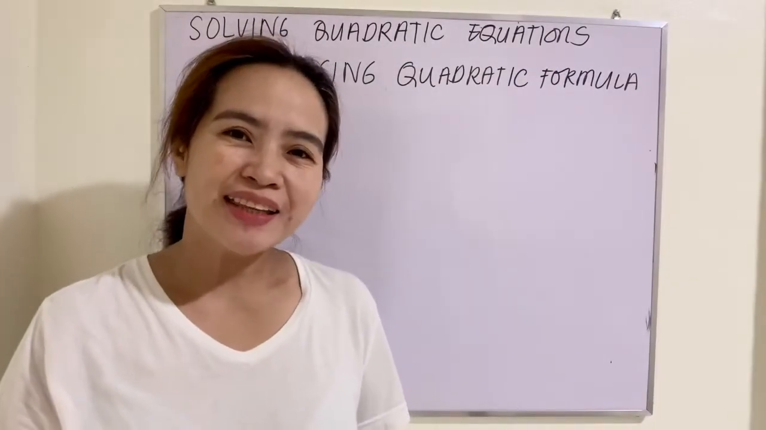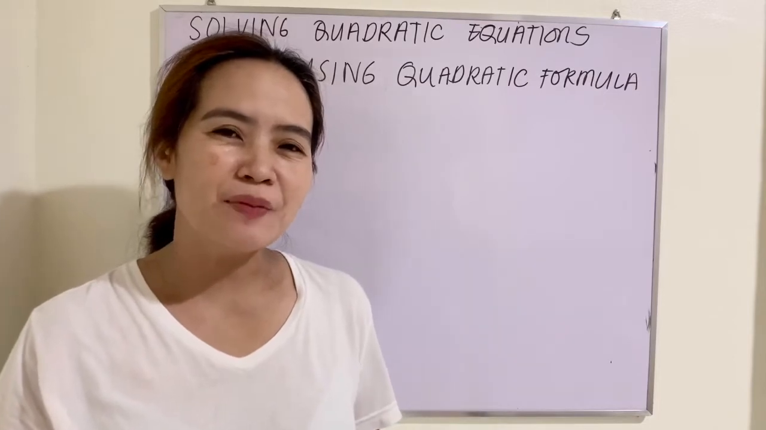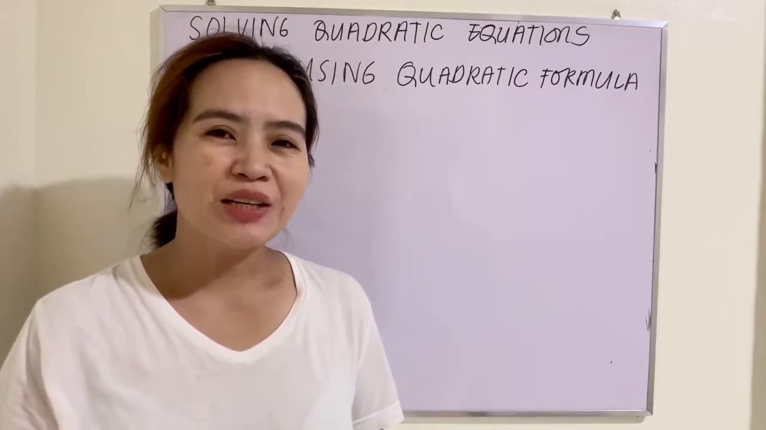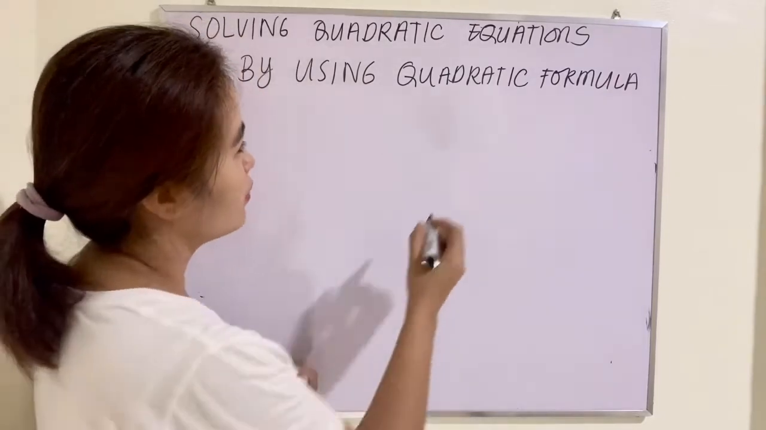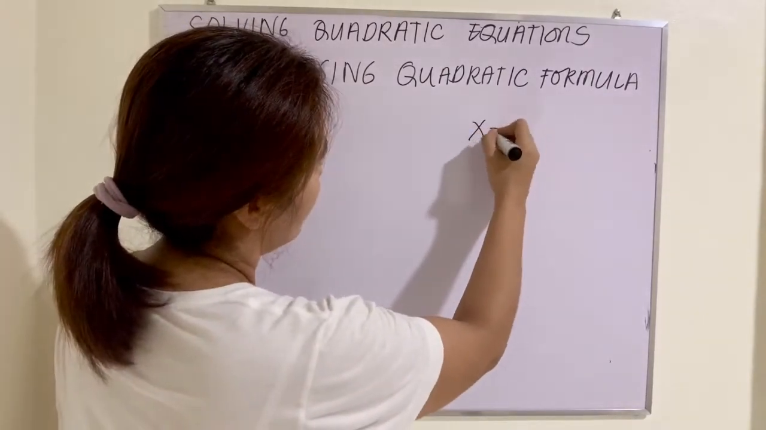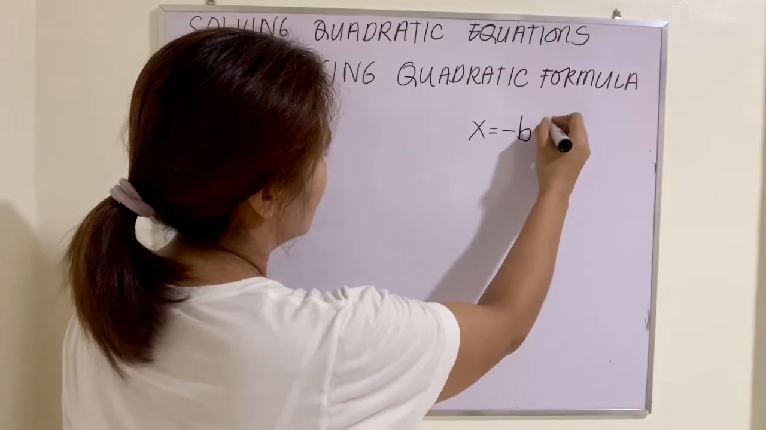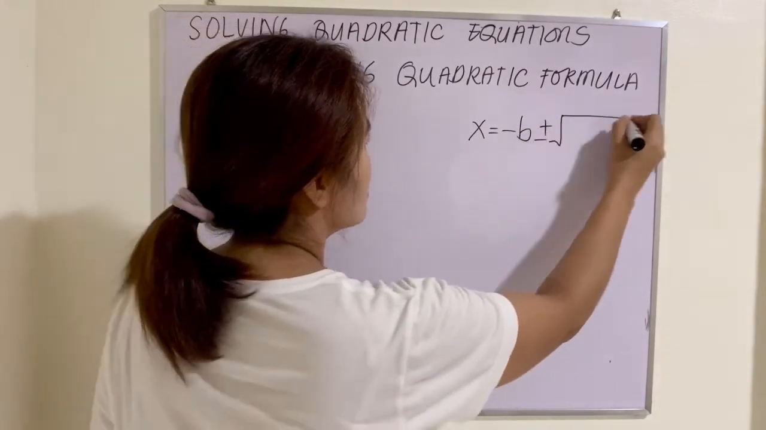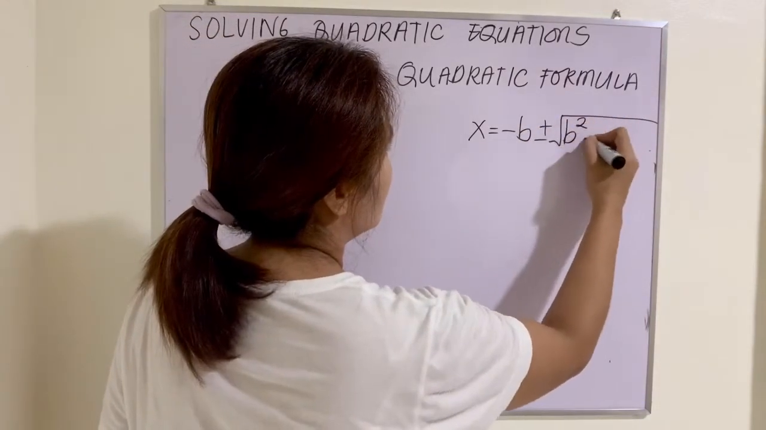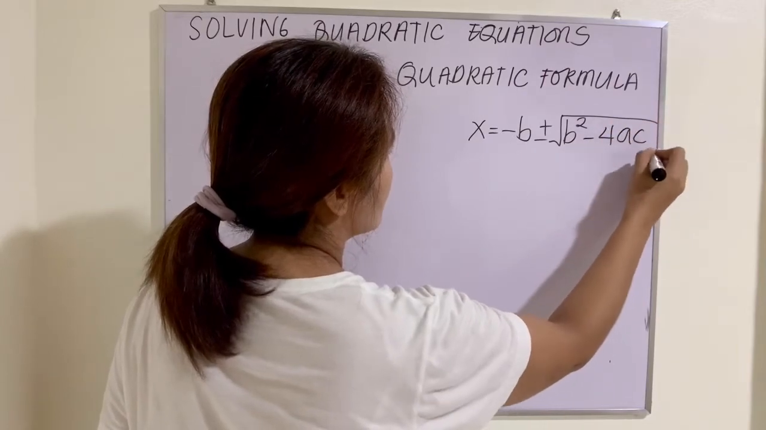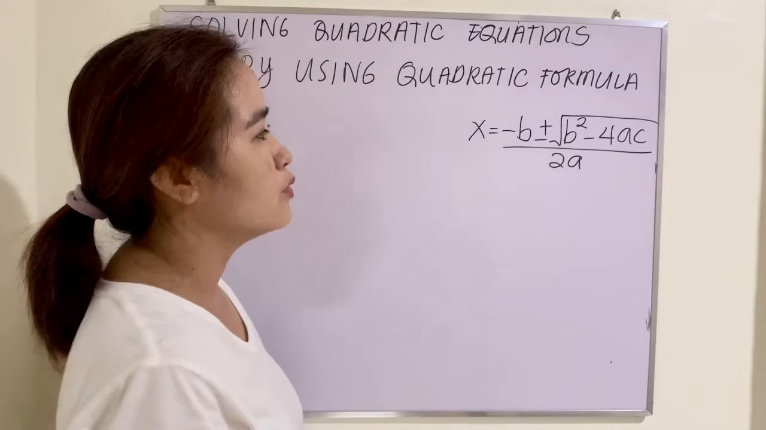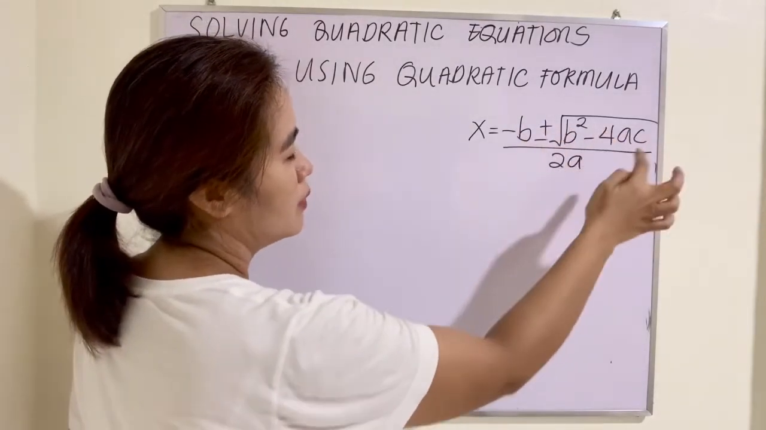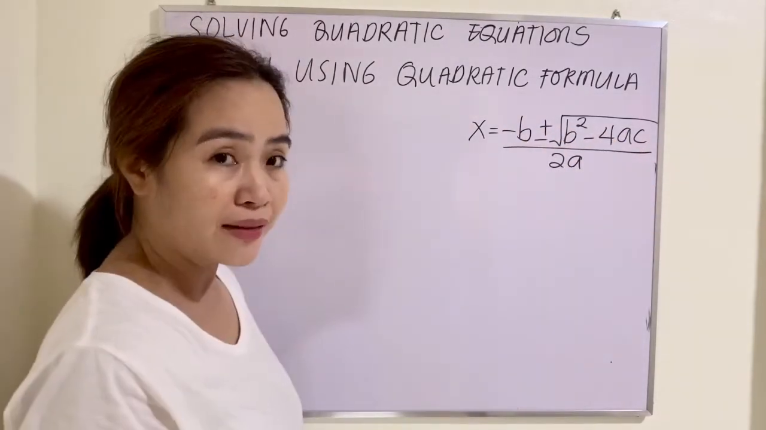Hi everyone! In this session, we will be talking about solving quadratic equations by using the quadratic formula. Let us write first the quadratic formula. x equals negative b plus and minus the square root of b squared minus 4ac, divided by 2a. Take note that you need to perform first the operations in the numerator before you divide it by 2a.